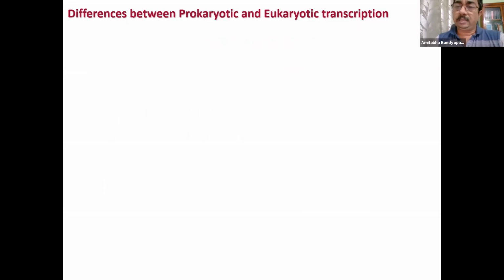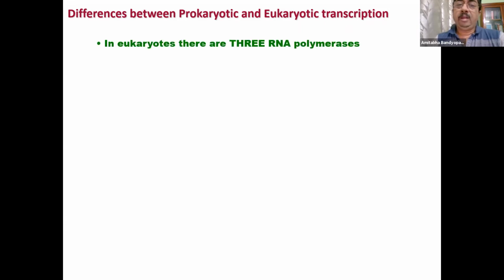Now, what are the differences between prokaryotic and eukaryotic transcription? Differences are way too many. Okay, in eukaryotes, there are 3 RNA polymerases.